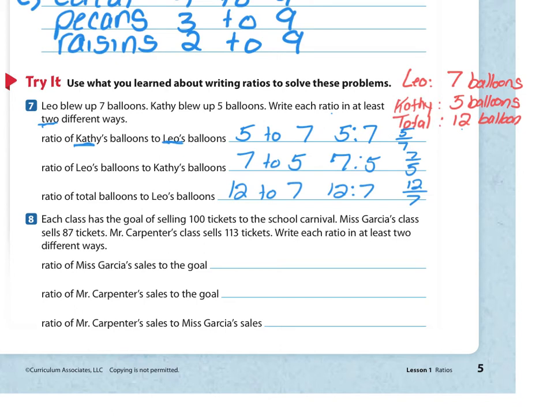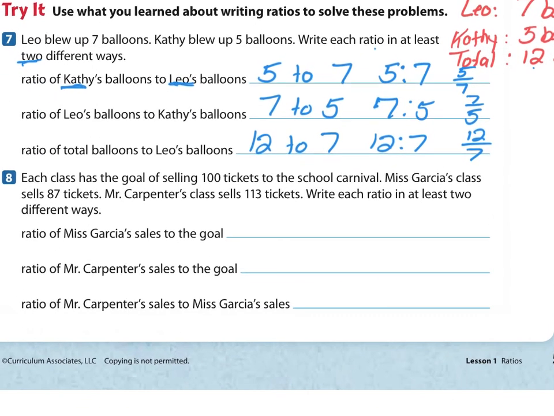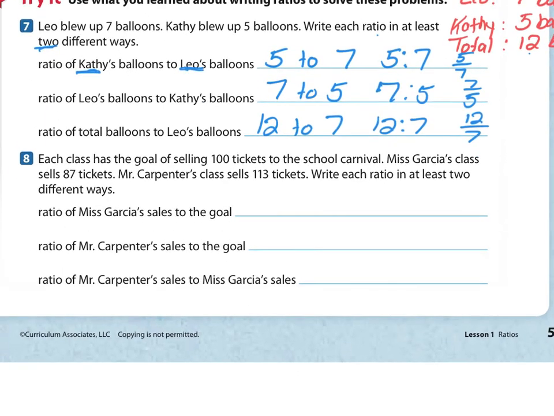We're going to move on to the last try it question. Each class has the goal of selling 100 tickets to the school carnival. So we're looking at 100 total. Miss Garcia's class sells 87 tickets. Mr. Carpenter's class sells 113. Write each ratio in at least 2 different ways. So we have some information here we really don't need. We can get rid of, we don't really care if they need 100 tickets. That doesn't help. Okay, we just need to know these two.